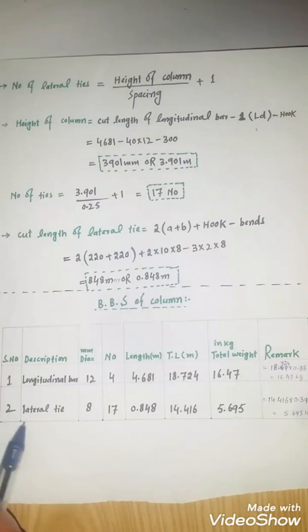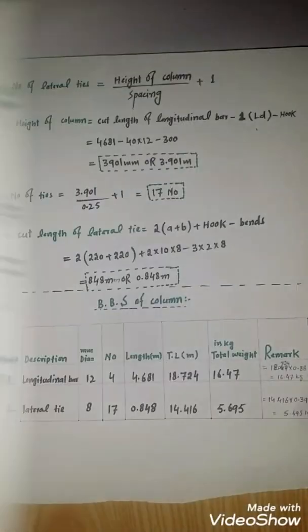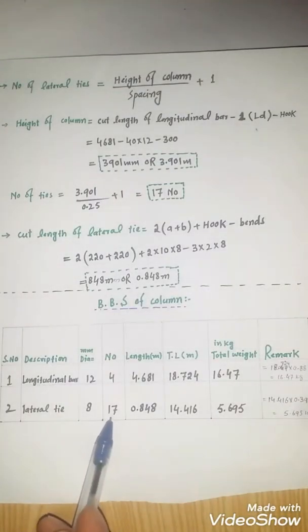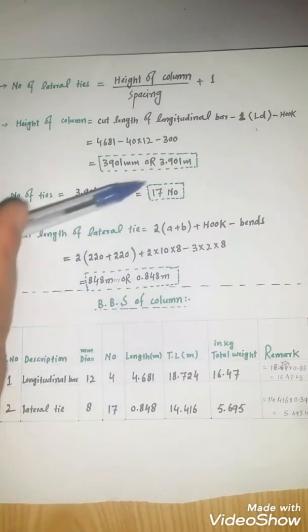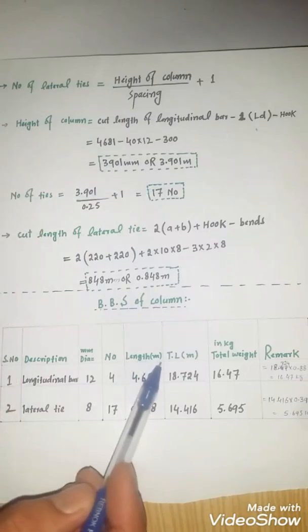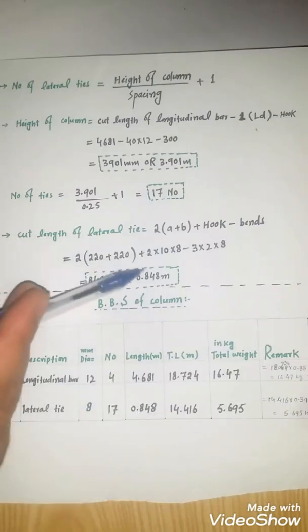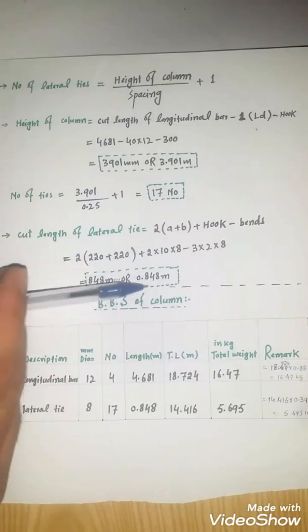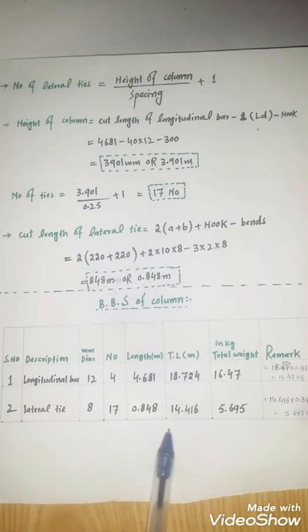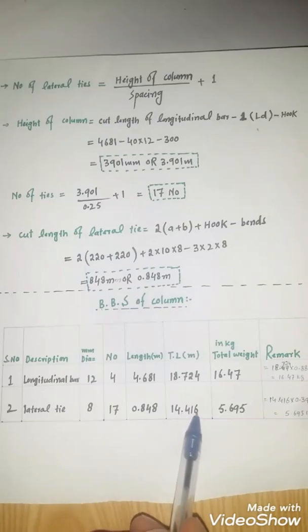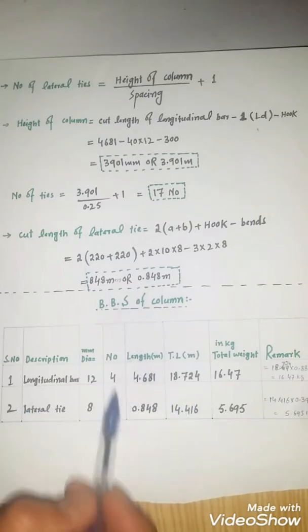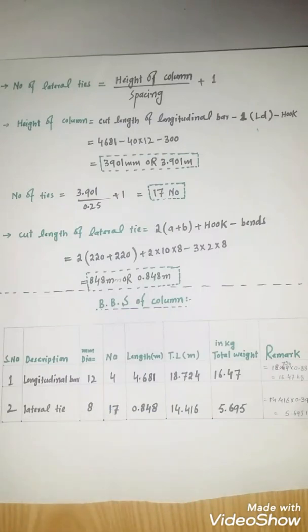After that, we find number 2, lateral tie. The diameter of bar is 8 millimeter. The number of ties is 17, and the length of one tie is 0.848. This is the cut length of lateral tie, and the total length is equal to 14.416. You just need to multiply this length with this 17 number.